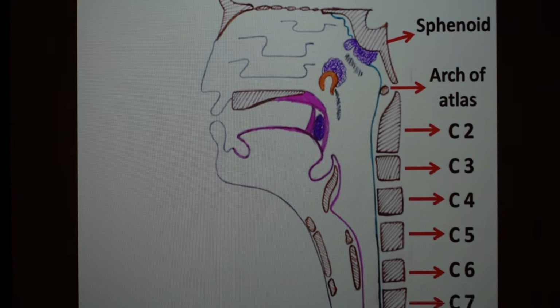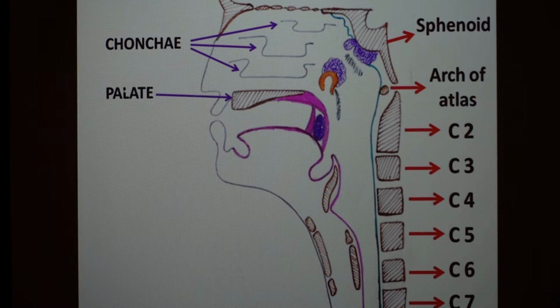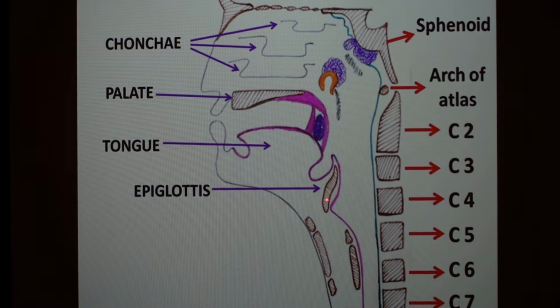Anteriorly if we see, then there are three nasal conchae in front of the upper part of the pharynx. In front of the middle part of the pharynx, we have the hard palate. This is the soft palate, then the tongue and the free margin of epiglottis, and in the lowermost part on the anterior aspect there is the cricoid cartilage.